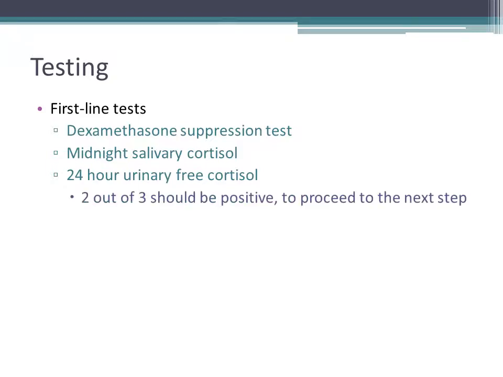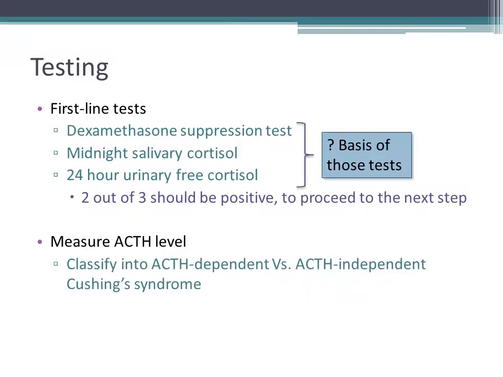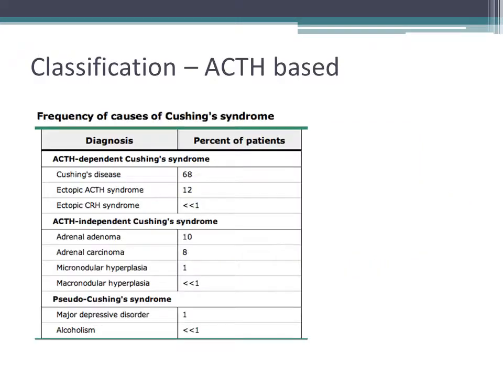So any 2 out of those 3 screening tests, if they were positive, then we proceed to the next step. And we explained the basis of those tests just now. So after screening, and we have to select at least 2 of those screening tests, we move on to ACTH level. ACTH level will help us differentiate ACTH dependent versus ACTH independent Cushing syndrome.